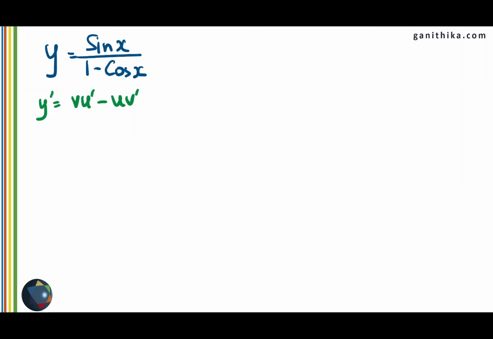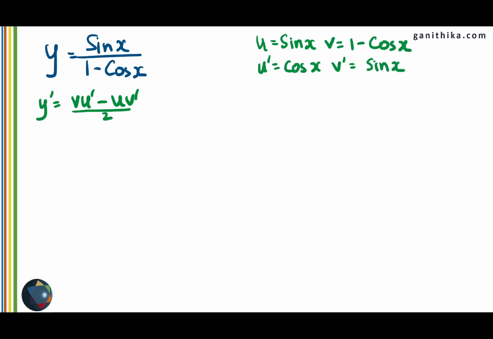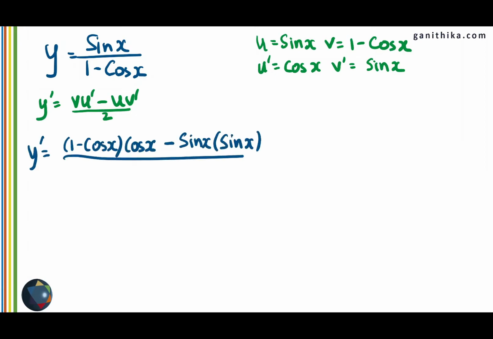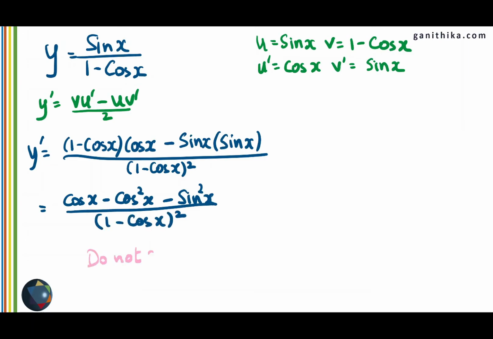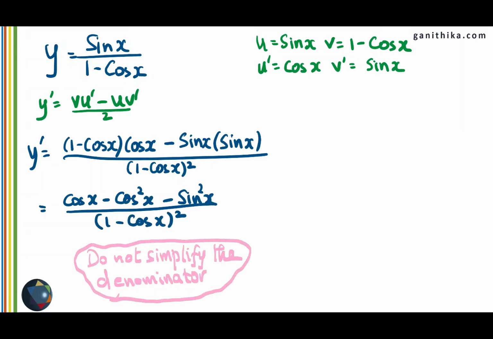Here u is sin x and v is 1 minus cos x, and finding the derivatives, we get like this: the derivative of sin x is cos x, and the derivative of 1 minus cos x is minus of minus sin x, which becomes sin x. Substituting them in the formula, we get an expression like this. Notice that the denominator is 1 minus cos x the whole square, and let's not simplify this now. Let's continue the simplification process without simplifying the denominator.